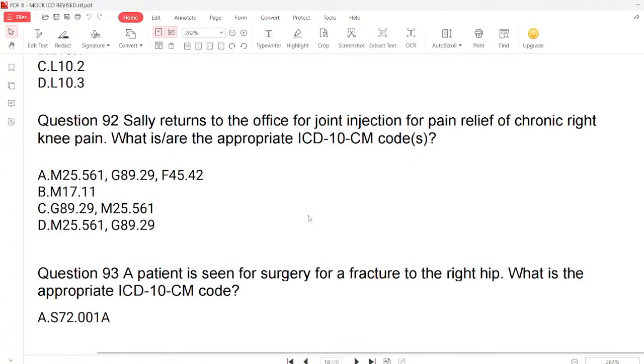92. Sally returns to the office for a joint injection for pain relief of chronic right knee pain. What is the appropriate ICD-10 code?